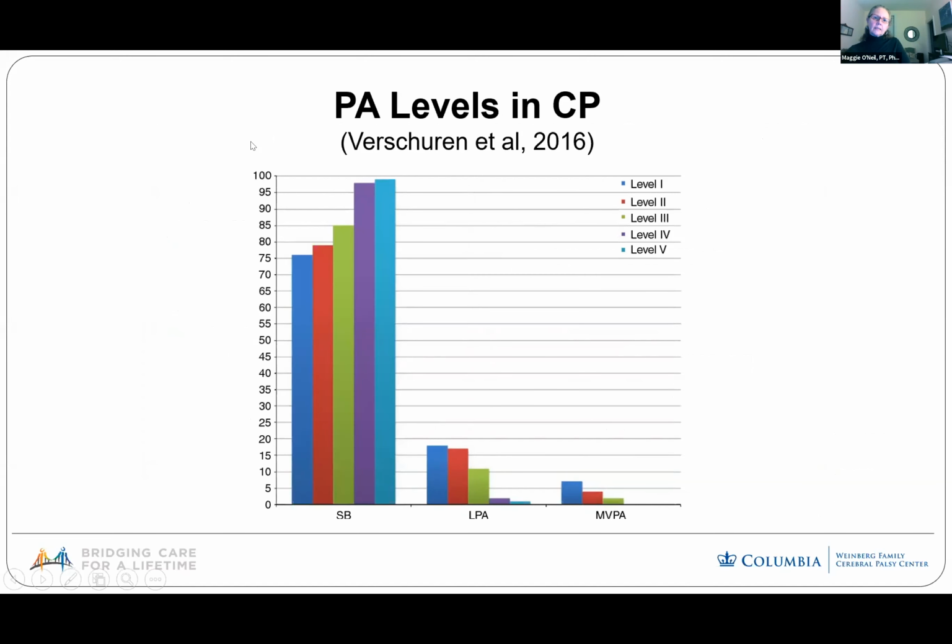And lastly, physical activity levels in all children are low, and in people with cerebral palsy are especially low. From our colleagues in the Netherlands, sedentary behavior is high across all GMFCS levels. Light physical activity is low, and moderate to vigorous physical activity is even lower. Much of that has to do with your ambulatory capacity by your GMFCS level.